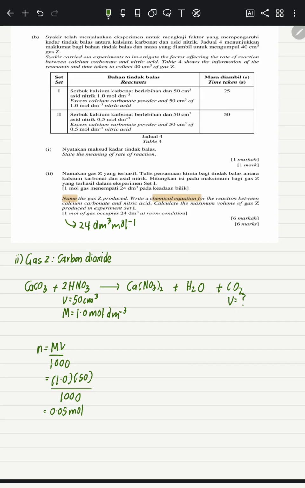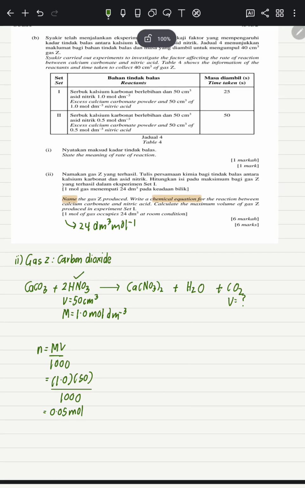And what I should do next is the mole ratio. So how to do mole ratio? You must know what you have and what you want. What you have is nitric acid and what you want is carbon dioxide, so do the mole ratio from there. For your mole ratio, your first sentence should be from your chemical equation. So write the number of moles in your chemical equation.